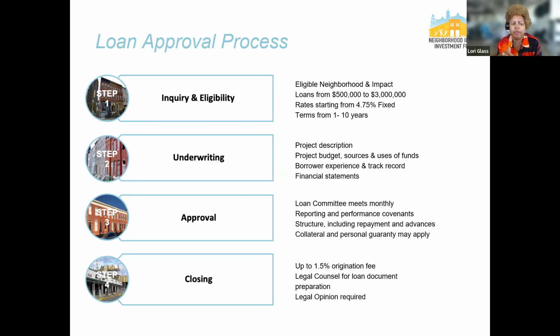Terms can range up to 10 years. Typically with the pre-development loans that I mentioned in the last slide, our terms are typically going to be 12 to 18 months. The construction loan would depend on the complexity of the project, but I would say the shortest time frame would likely be a year.